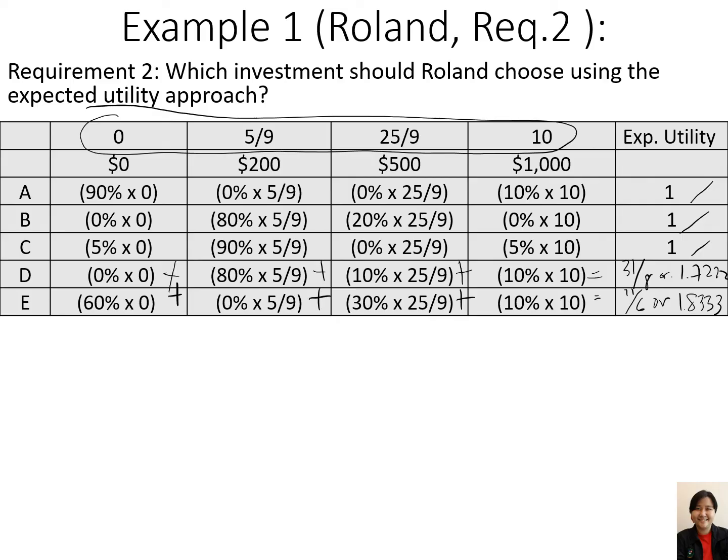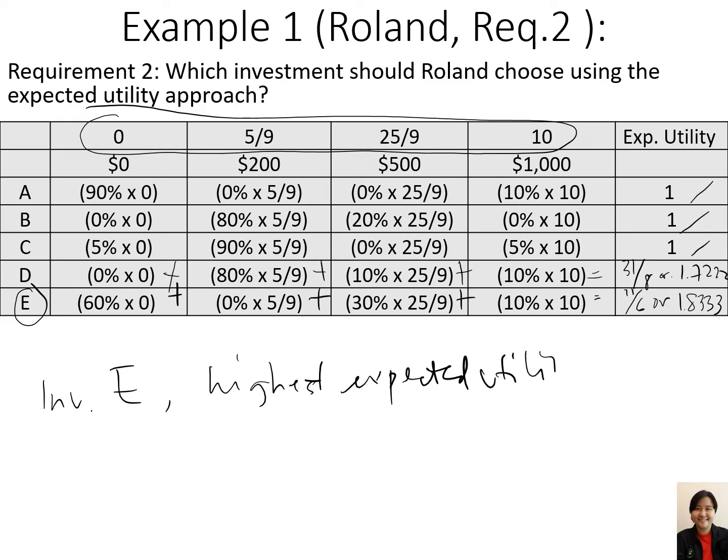So if we are going to compare among the 5 expected utilities, E has the highest expected utility of 1.8333. So to answer this requirement, Roland should choose investment E. Why? Because it has the highest expected utility of 1.8333.